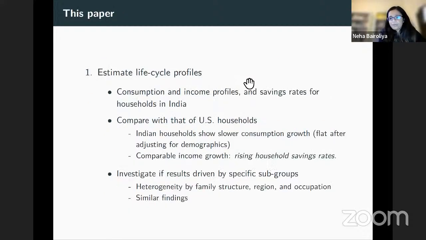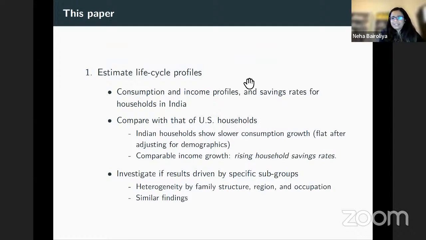In terms of this paper, the paper has two parts. In the first part, we estimate these life cycle profiles of consumption, income, and savings rate for Indian households. And then we benchmark it with the US because a lot is known about US households. So we'd like to compare our profiles for Indian households and see how they fare against US households.